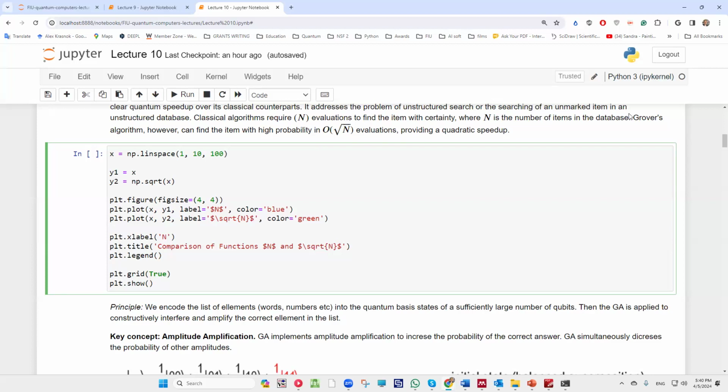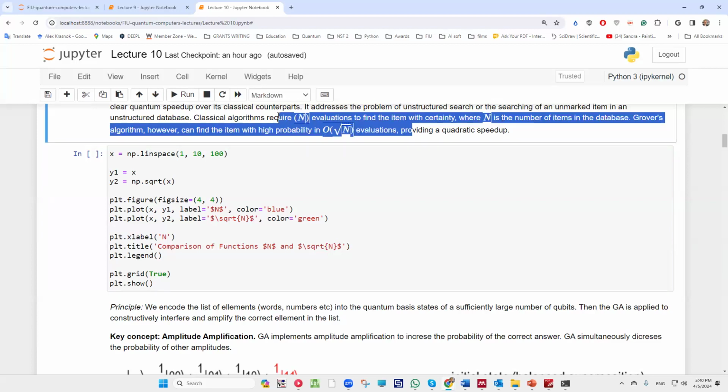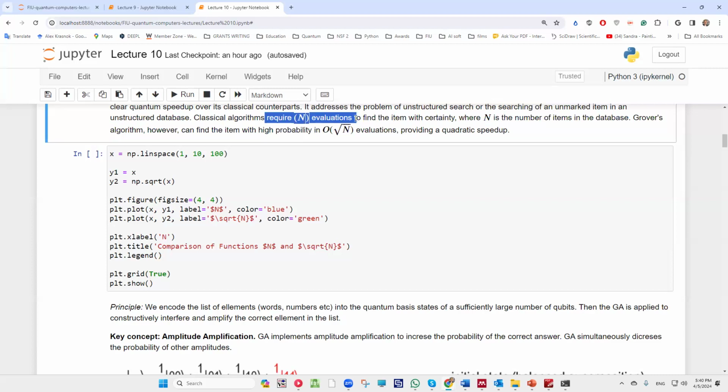So Grover's algorithm promises to improve this blind search. Using this algorithm, the number of calls to the list scales as the square root of N. So instead of N, you get the square root of N, which is a big improvement.